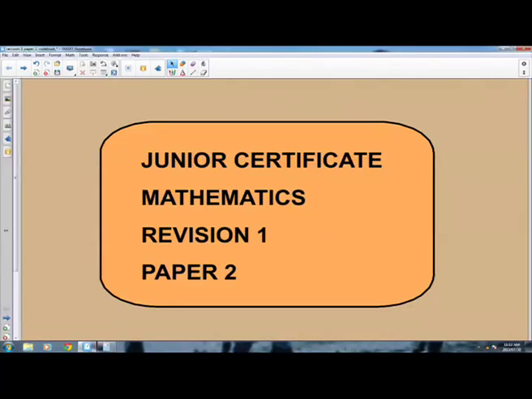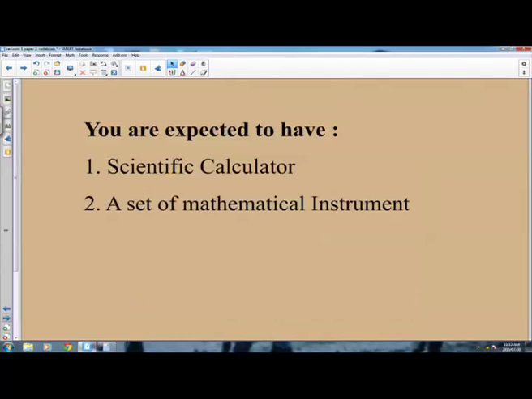But before we can look into the revision questions, let us have a look at some of the points that you are expected to know. You are expected to have with you a scientific calculator. In this paper, you are going to need a calculator. You are allowed to use a calculator in this paper. Therefore, bring with you a scientific calculator. Not just any calculator, but a scientific calculator.